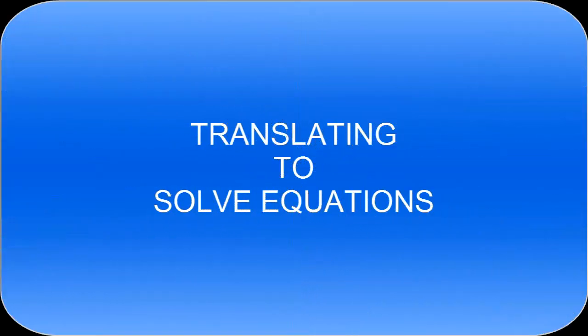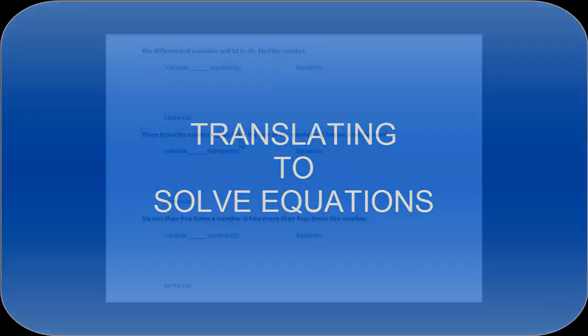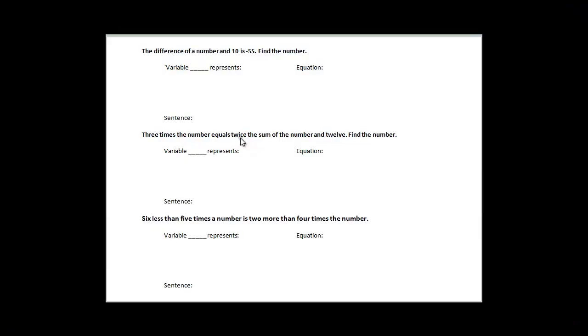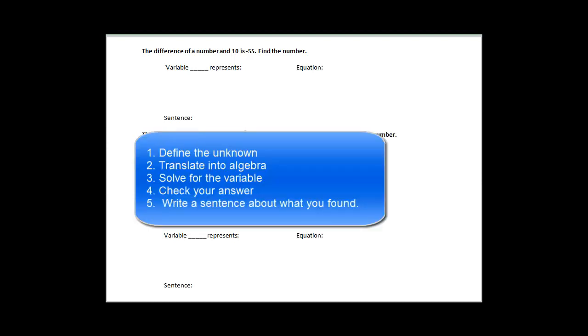This video will deal with translating English sentences into an equation that we can then solve. So the first thing we need to do is to be able to figure out what our unknown is and what it represents so that we can then translate into the equation, solve it, and then write a sentence at the final step.